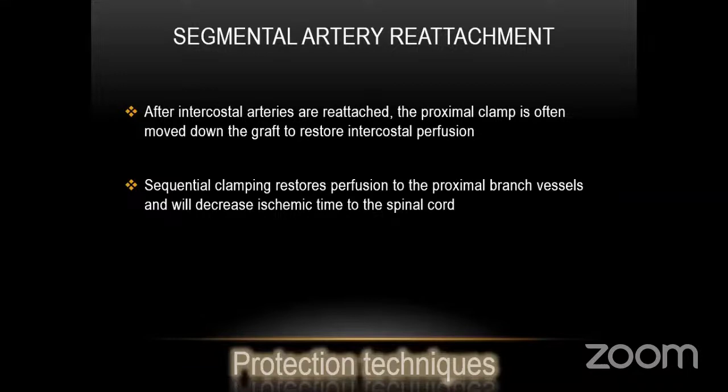After the intercostal arteries are reattached, the proximal clamp is usually moved down the graft to restore intercostal perfusion. Sequential clamping restores perfusion to the proximal branch vessels and will decrease ischemic time to the spinal cord.